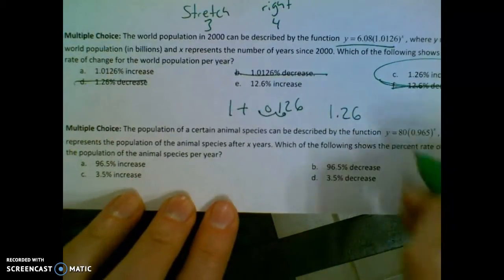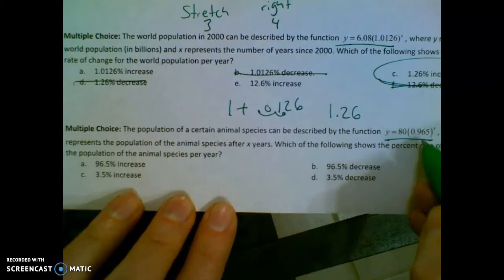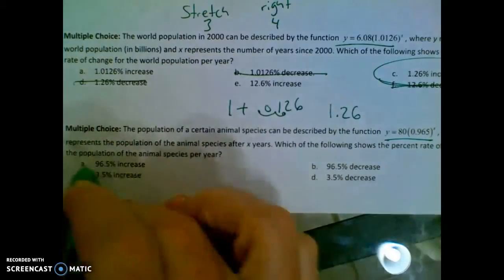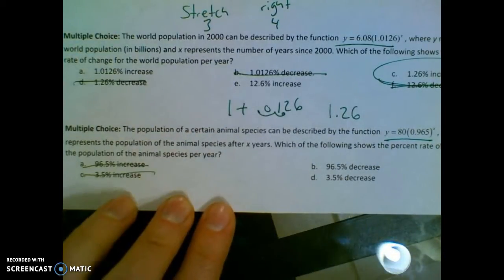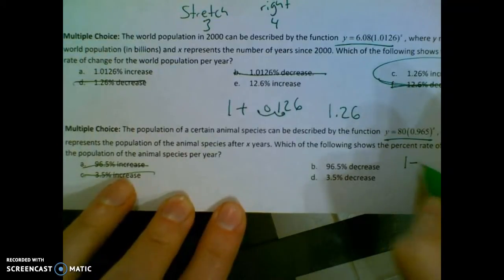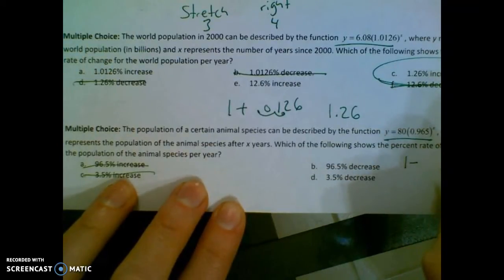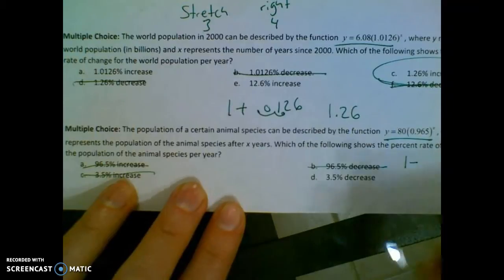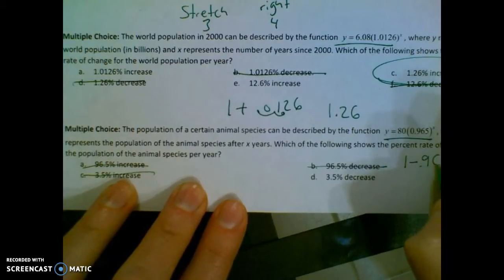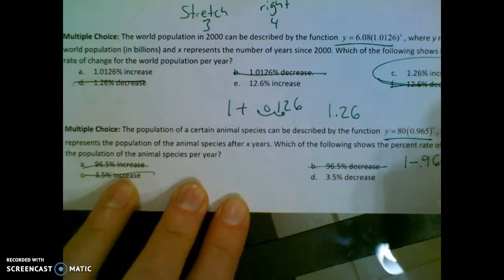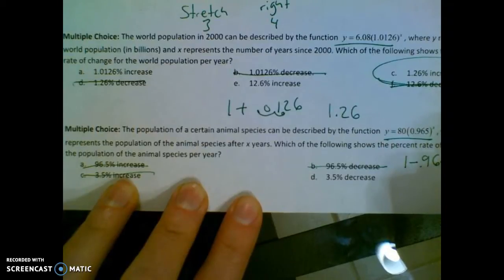Same thing for number 11. Here's my equation. It's less than 1, so therefore it has to be a decrease. And then it's 1 minus something is 0.965, so firstly it can't be 1 minus that. But if you do the math, you get 1 minus 0.035, which, move it over 2 places, is 3.5%.